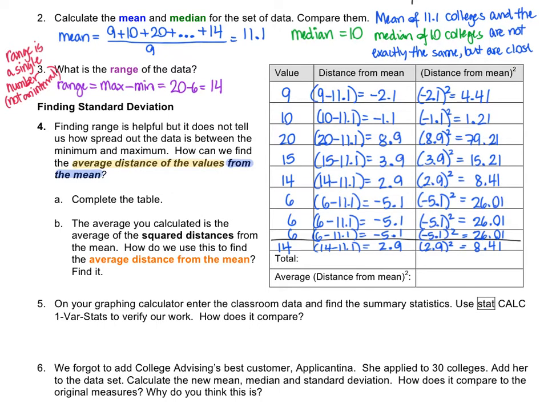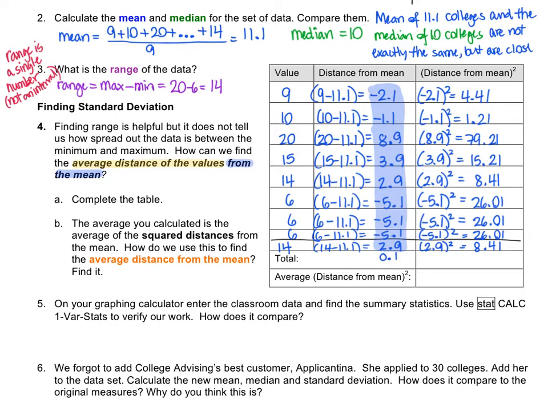So remembering that our goal was to find the average distance of the values from the mean, let's total up the distance from the mean. And that means adding the numbers that we got totaled up right here. Okay? So put those numbers into your calculator, add them up, and we end up with a total of 0.1.